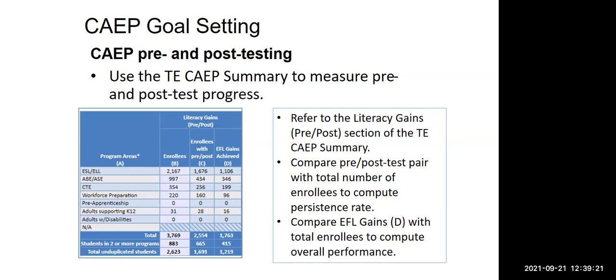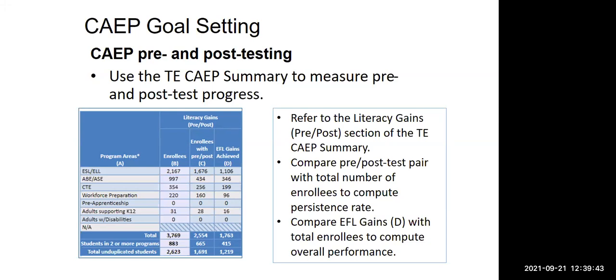Of those that complete a pair, how many actually made enough of a gain to complete a level for federal reporting in column D? So you can see those numbers in those 3 rows in this sample. So we're comparing. One thing we can do is look at the number who have a pre-post pair.